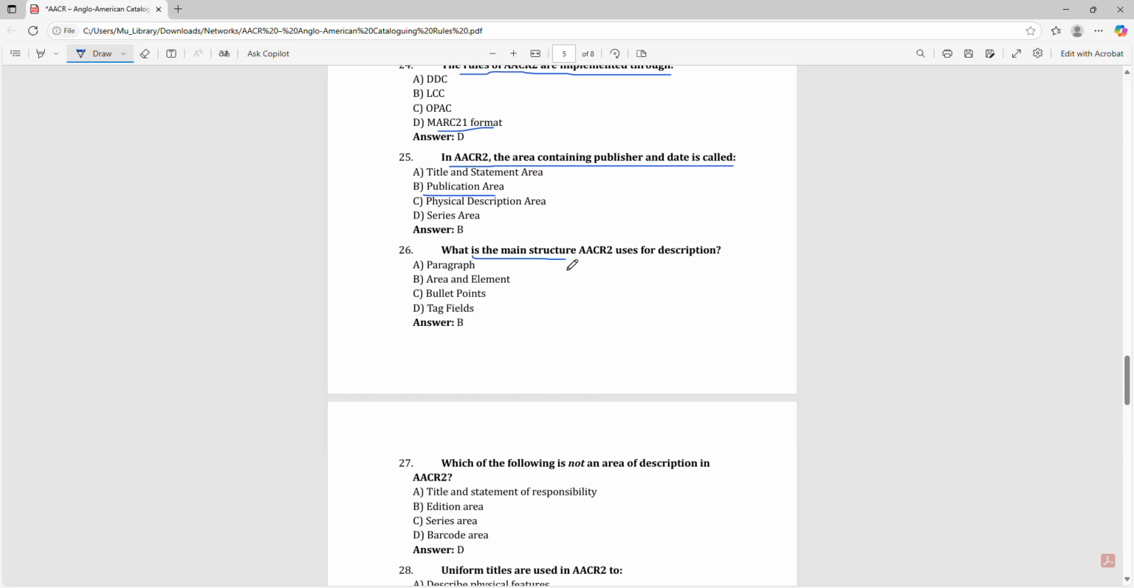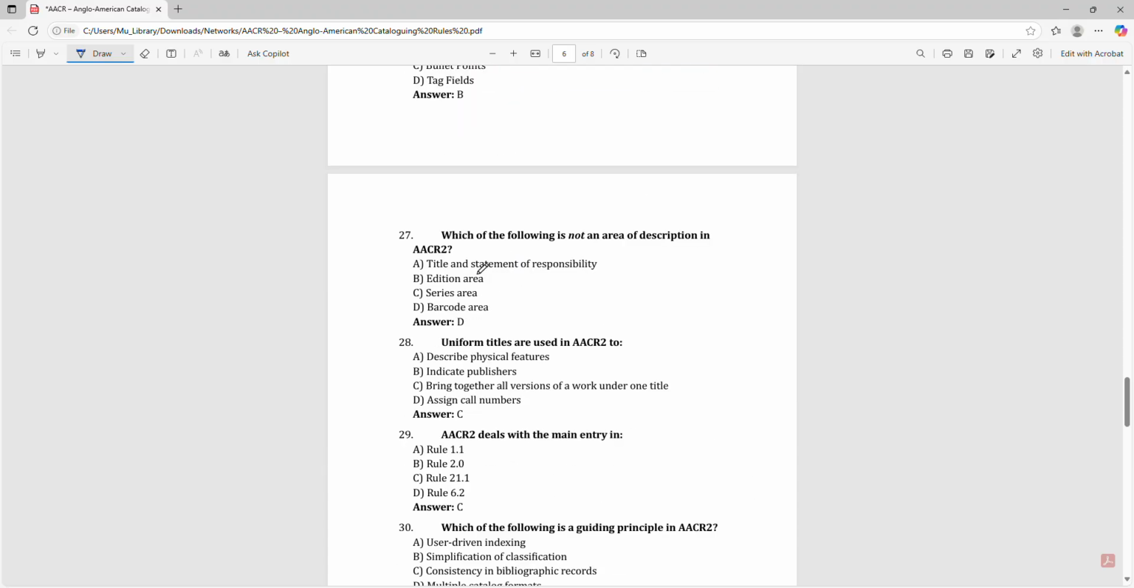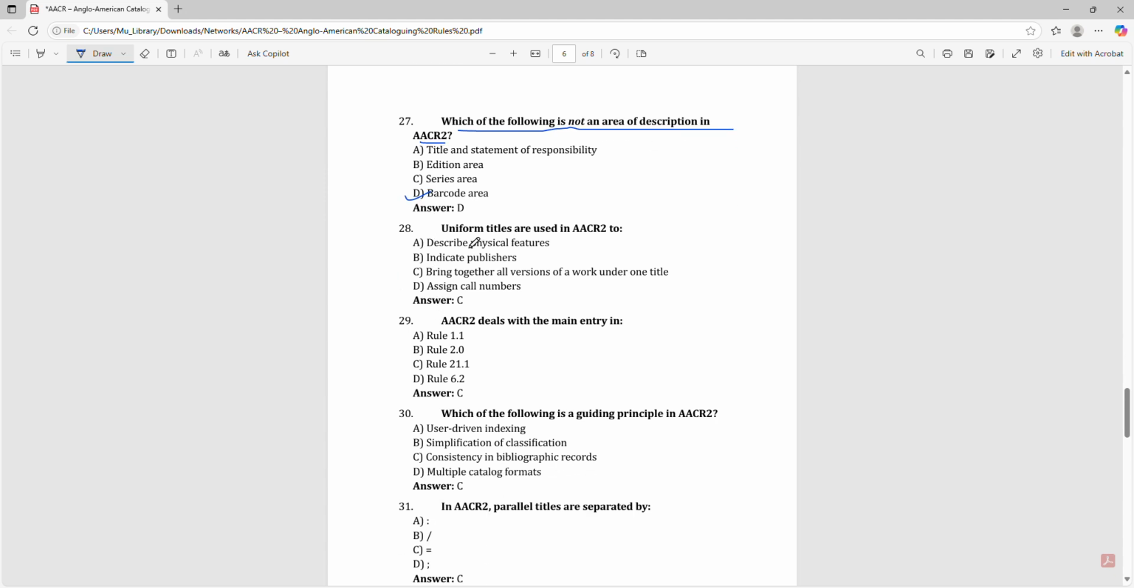What is the main structure AACR 2 uses for the description? That is area and element. Which of the following is not an area of description in AACR 2? That is barcode area. Uniform titles are used in AACR 2 to bring together all versions of a work under one title. AACR 2 deals with the main entry in Rule 21.1.